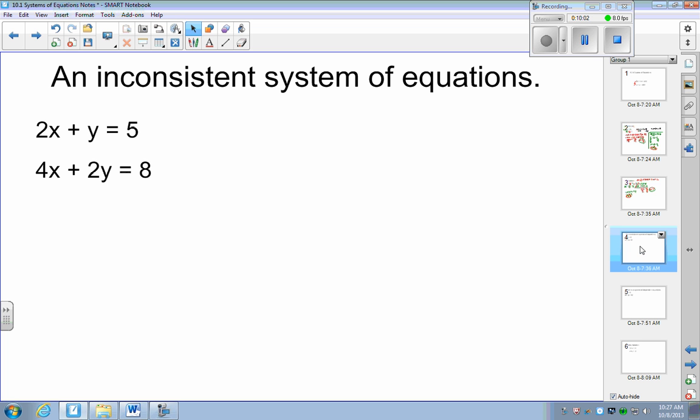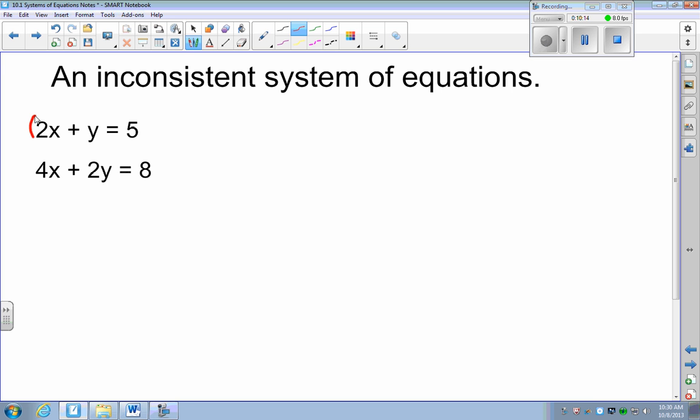Okay, but now let's talk about an inconsistent system of equations. So we've looked at systems of equations that have solutions. Let's look at one that doesn't have a solution. Okay, here let's solve this by elimination. So that's by -2. Just add the bottom row.